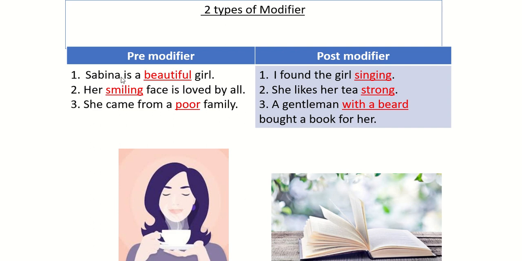So you see the example of pre-modifiers. Sabina is a beautiful girl. Her smiling face is loved by all. She came from a poor family. So all these words are used just before the noun, so they are called pre-modifiers. On the other hand, post-modifiers are: I found the girl singing. She likes her tea strong. A gentleman with a beard bought a book for her. So these words are used just after the noun, so they are called post-modifiers. Next we'll discuss pre-modifiers in detail.